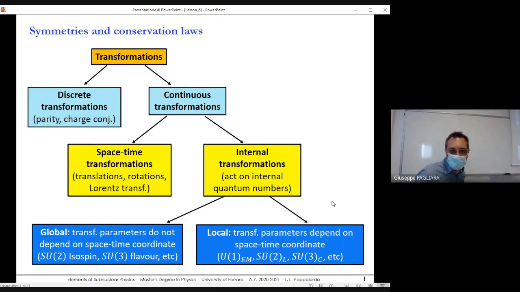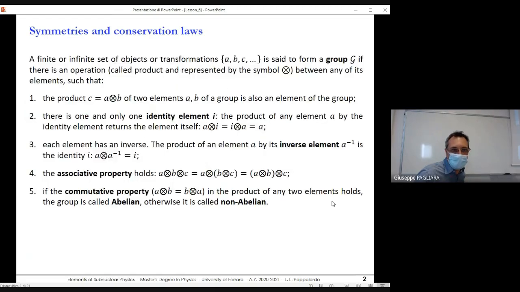Okay, so let's continue in this direction. But let me first just summarize in one slide what a group is, because this is relevant for transformations, because we already mentioned yesterday a group of transformations, if you remember.